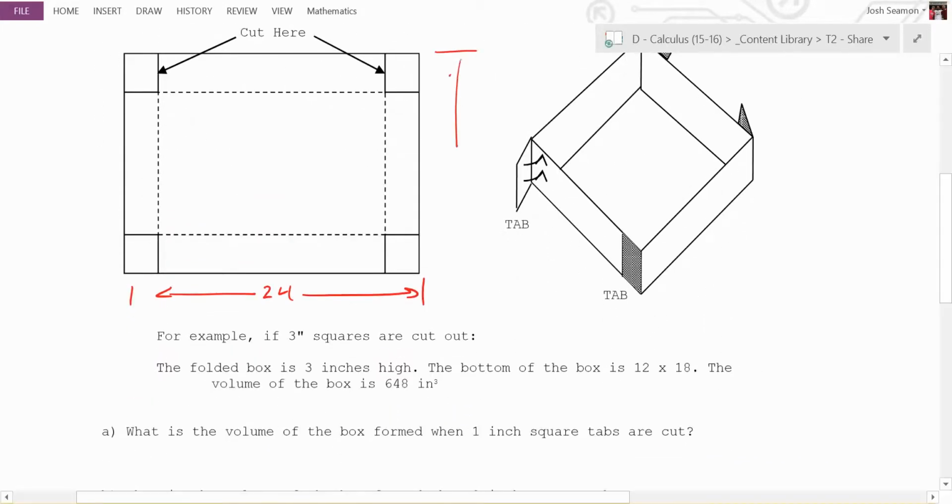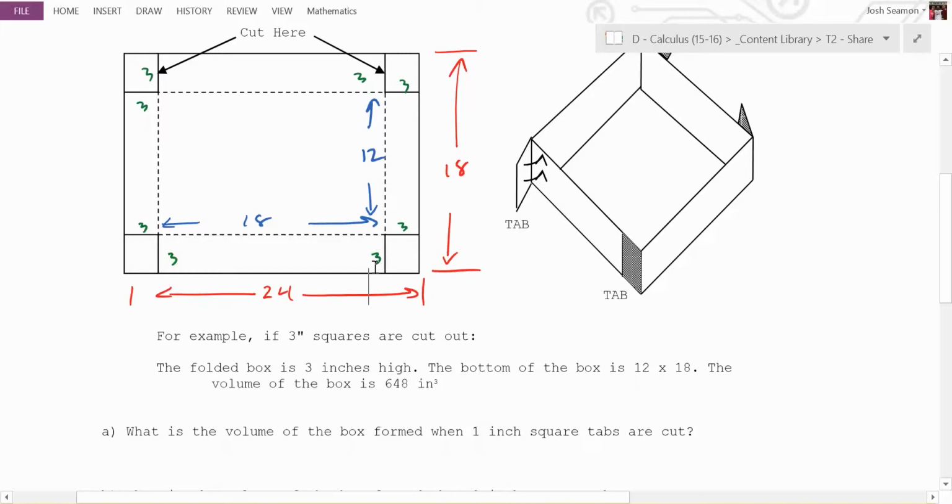So this is correct right here, 18? Yes. Okay, the bottom of the box is 12 by 18. Nice, so where's that 12 by 18 going to be? On the inside. So this right here is the 18, and then what's this right here? The 12. Okay. And then we know it's 3 all the way around, right? So it's like 3, 3, 3, 3, 3, 3. Lots of 3s, right?